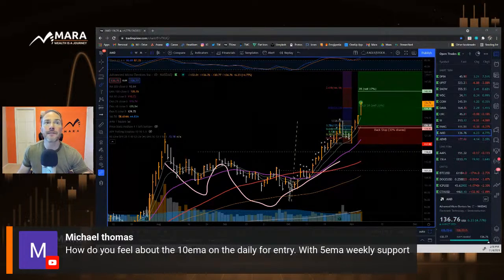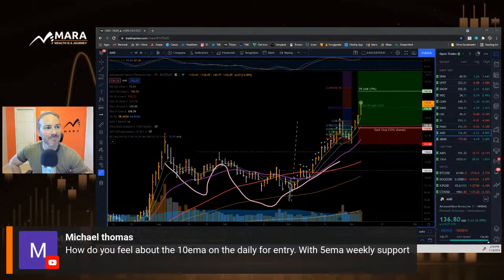Question from Michael: How do you feel about the 10 EMA on the daily for entry with 5 EMA weekly support? It depends a lot on the context. Maybe if you could type in and give me some examples of a trade that you're thinking about, we could analyze it together, and we'll do that towards the end too.